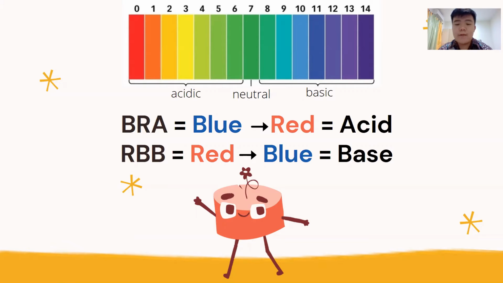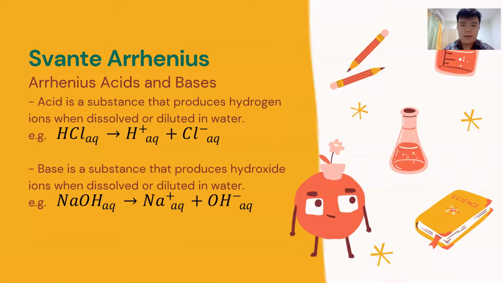To know the pH level of a solution, we can measure it based on the color change on litmus paper. To easily remember the change on litmus paper, there are two acronyms that might help you identify the type of solution. The acronym BRA means that when blue litmus paper turns reddish, the solution is an acidic solution. The second acronym is RBB, which means that when red litmus paper turns blue, the solution is a basic solution. There are three definitions of acid and base from different chemists.